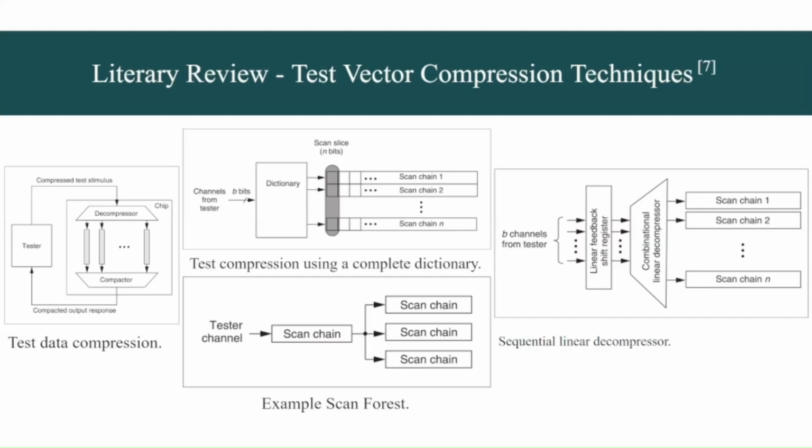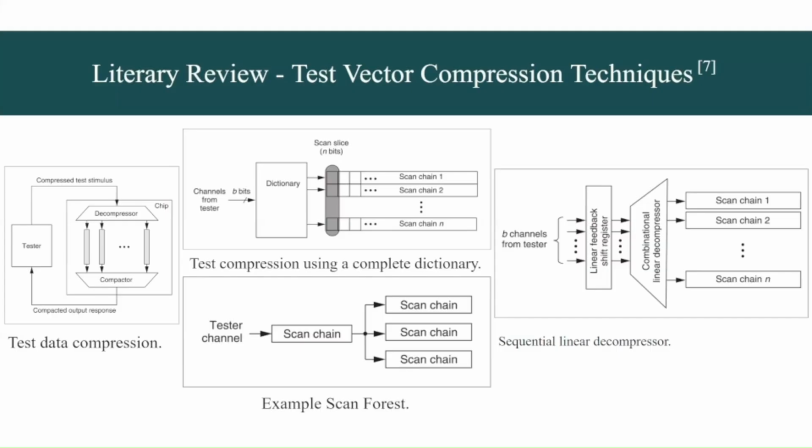And then below that, we have a scan forest, which is another test vector compression technique, where instead of having one long scan chain, we can take that scan chain and split it up into basically a tree of sorts with roots and branches. So then that scan chain length will now be equal to the height of that scan chain tree. So that, again, reduces test time.